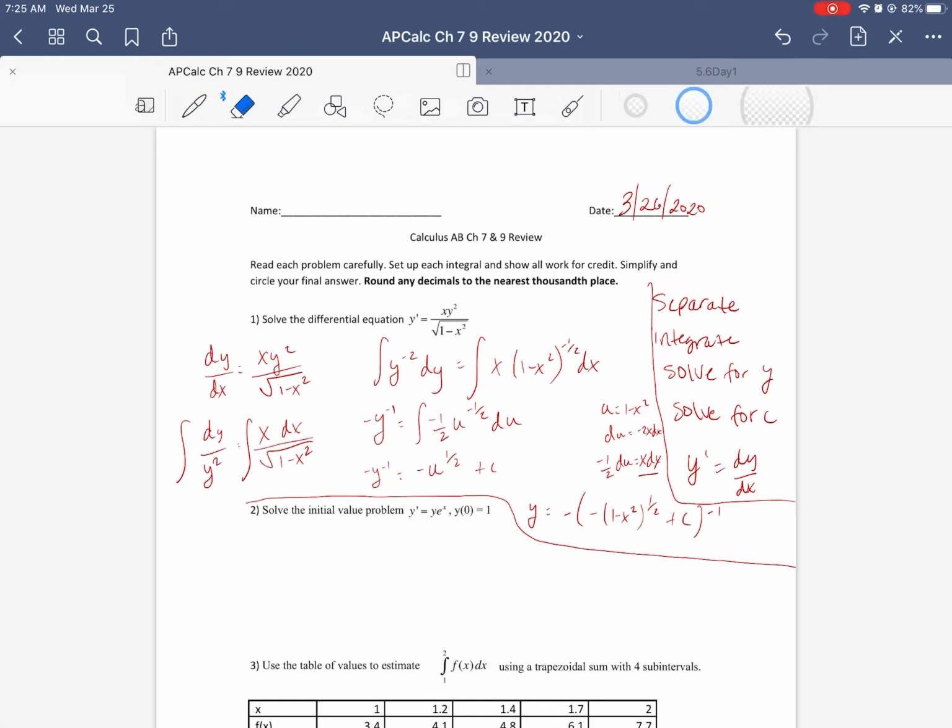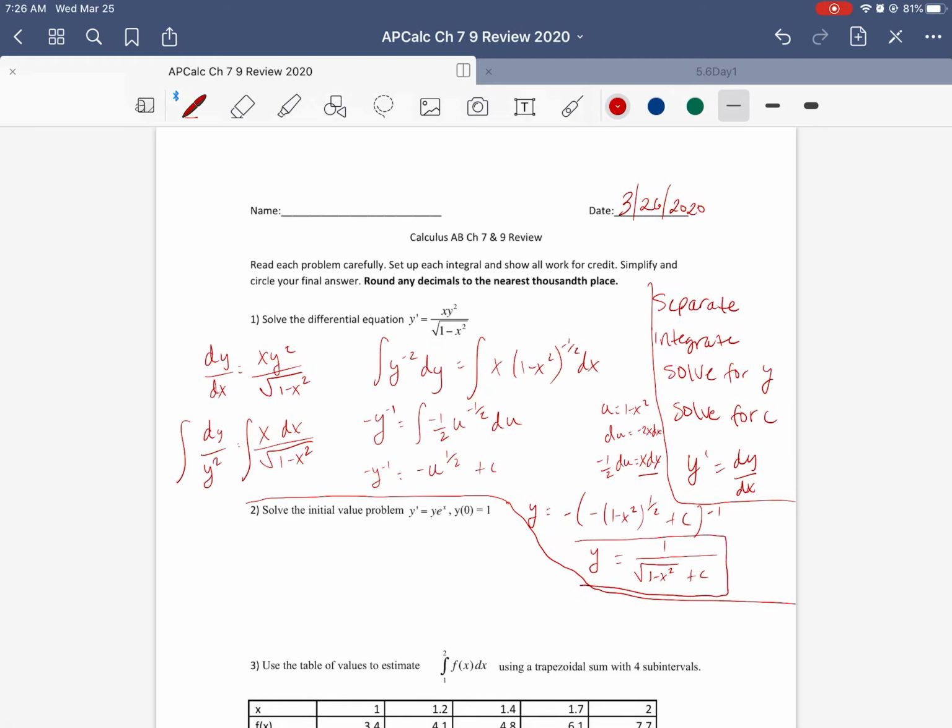You can leave your answer just like that. Again, the whole goal is to isolate the y. We could rewrite it a little bit if we want to. That negative that's out in front really only impacts the negative in front of the square root. Okay, but the negative first power would impact the c term and put it to the denominator. So we really have a positive 1 over, you can write it as a square root if you want, 1 minus x squared plus c.